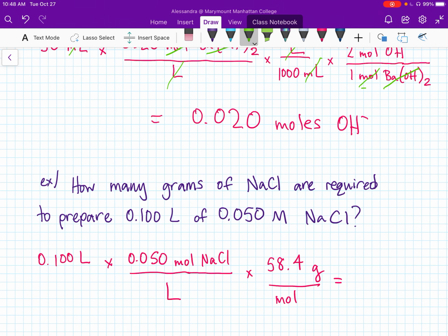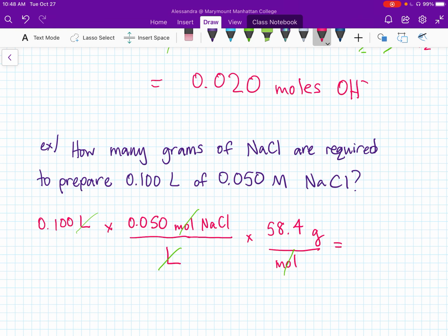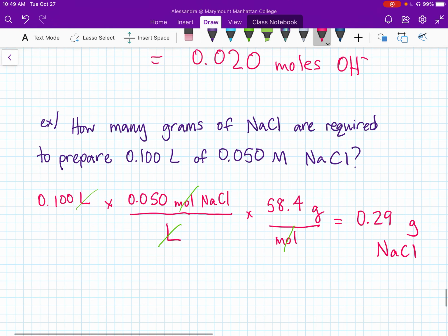And now I've set it up so I can cancel out the liters, cancel out the moles, and I'm left with grams of sodium chloride. So you should get an answer that's about 0.29 grams of sodium chloride. All right, so there you're just using the molar mass to convert from moles to grams.